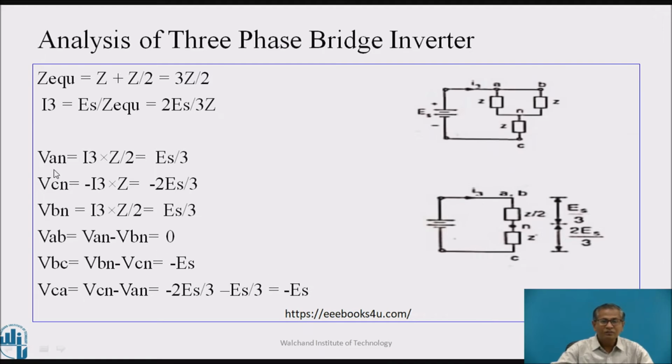So, for this mode, VAN is equal to ES by 3, VCN is equal to minus 2 ES by 3, VBN is equal to plus ES by 3 and VAB is equal to 0, VBC is equal to minus ES and VCA is equal to VCN minus VAN, which is equal to minus ES.